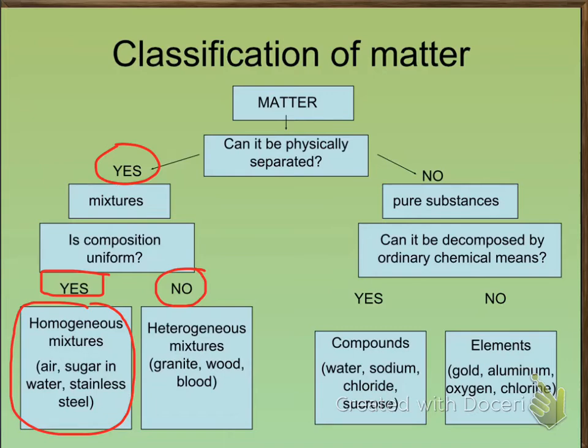Stainless steel is an interesting homogeneous mixture. It's what we call an alloy. And an alloy is simply a homogeneous mixture of two or more metals. We use a lot of them.